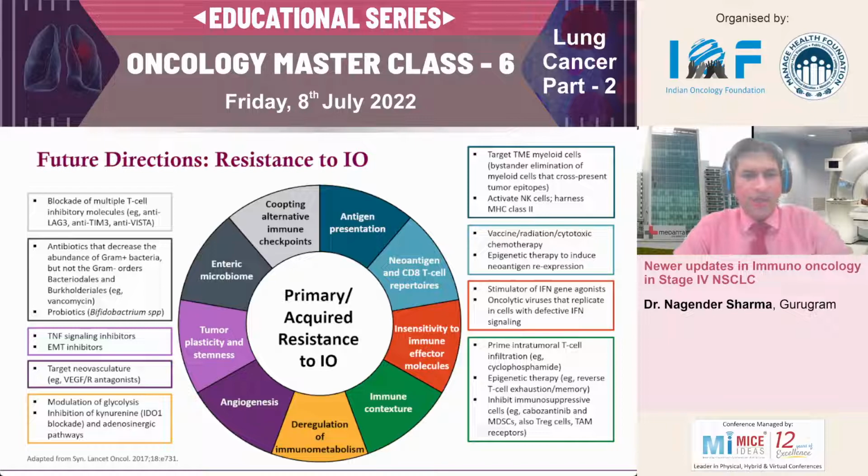There are multiple things going on right now, but none of them are in phase 3 trials. Unless mature data is there, it is difficult to predict. Primary and secondary resistance to IO is what we are looking for in the future.